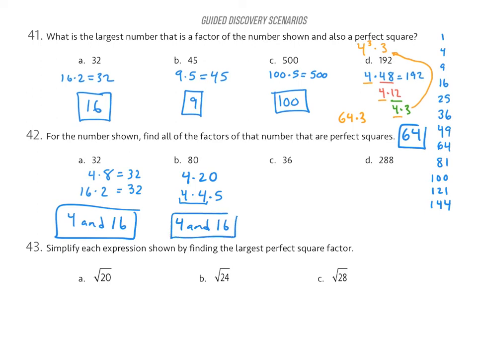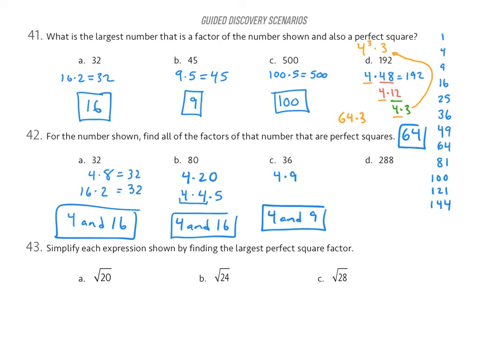Part C, 36. I'll start with the smallest one, 4. 4 times 9 is 36. Well, 9 is a perfect square. So there I see that 4 and 9 are both perfect squares and factors of 36. And there are no other ones.